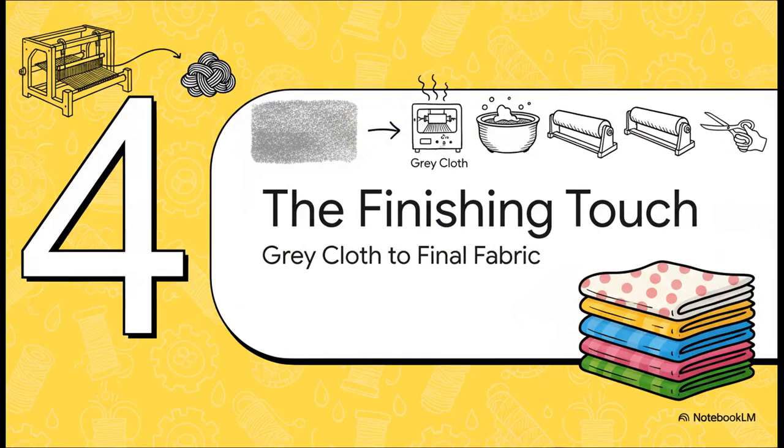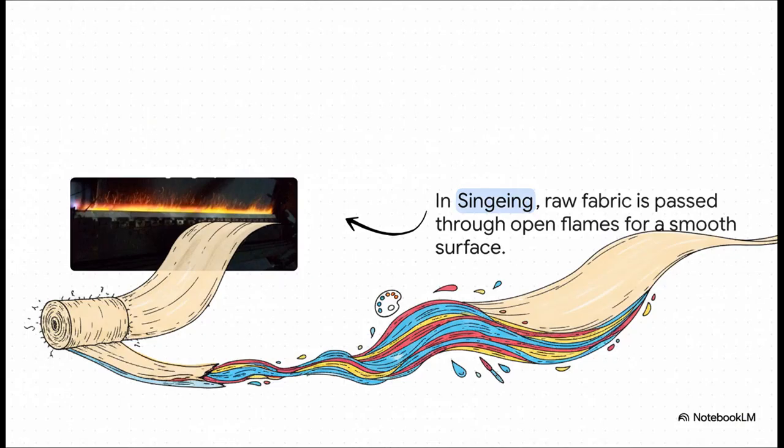Okay, so whether a fabric is woven or non-woven, it doesn't just come off the machine ready to wear. No way. It's in a raw state called gray cloth. To get from there to the finished product, it has to go through a whole series of intense and sometimes pretty surprising finishing processes. And one of the most dramatic steps is a process called singeing. Now, to get a perfectly smooth surface, the raw fabric is literally passed through a wall of open flames at high speed. It's just wild.